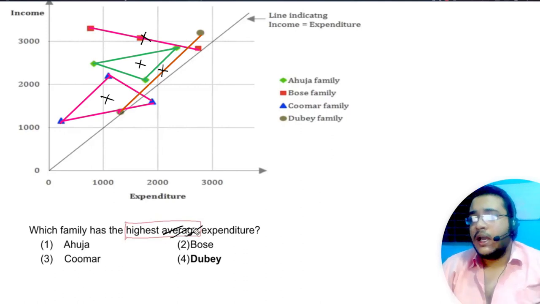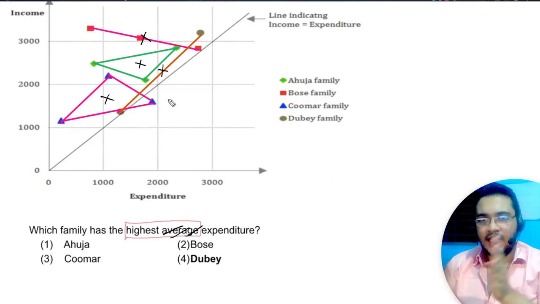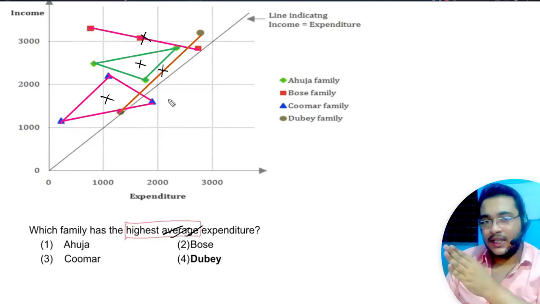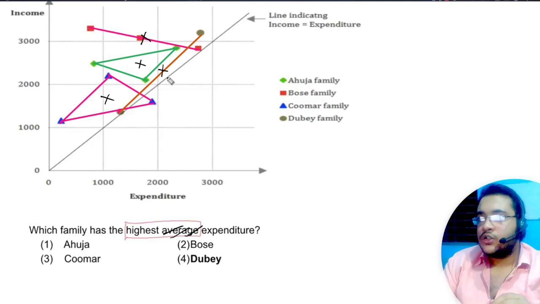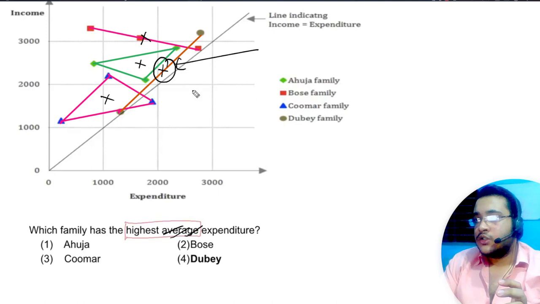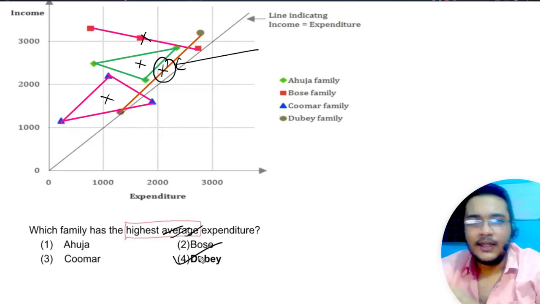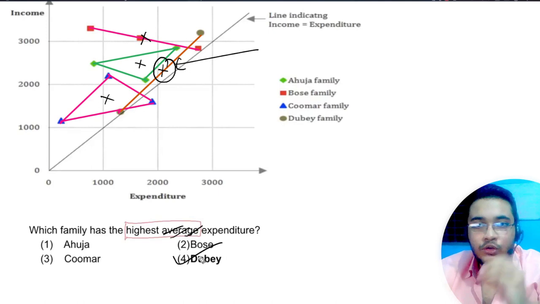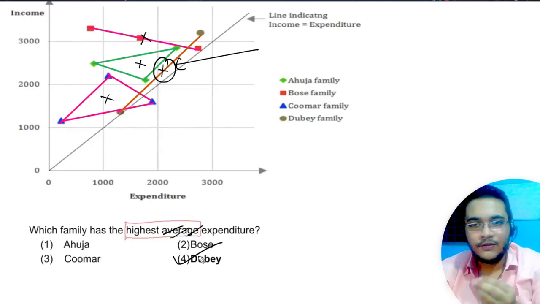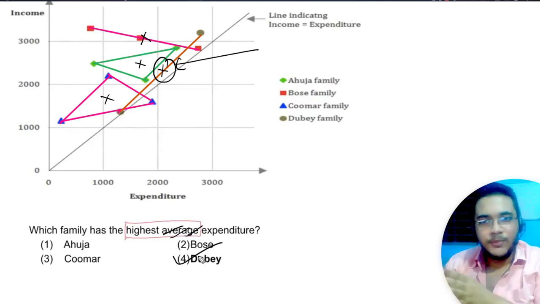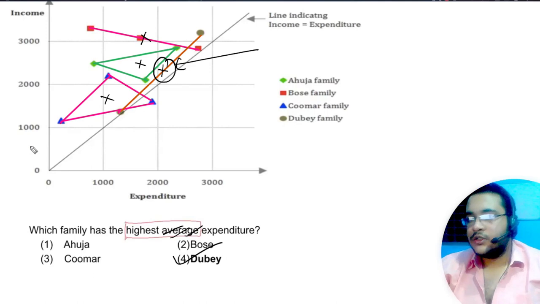So highest average expenditure is obviously, the expenditure is on the x-axis, so the point which is the farthest on the x-axis is going to be the highest, right? Can you see this is the farthest? And this particular point, if you look at the pointer, is for the Dubey family. So straight away you can say that it has to be the Dubey family. You don't really need to jot down any information, you just need to observe the table and put the value, right? Now let's go to the next question.